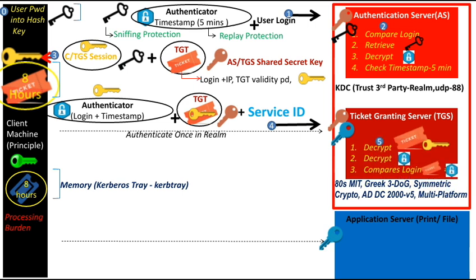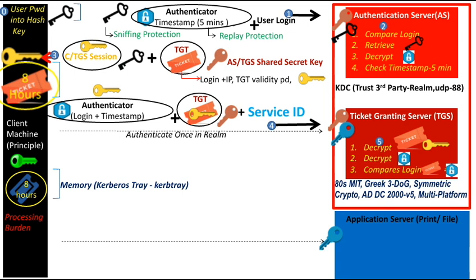So the ticket granting server has the shared secret key which is shared between the authentication server and the ticket granting server. By using this shared secret key, the ticket granting server decrypts the ticket granting ticket, and after decrypting it, the ticket granting server, or TGS, gets the session key. After getting the session key, the ticket granting server uses this session key to decrypt the authenticator sent by the client.